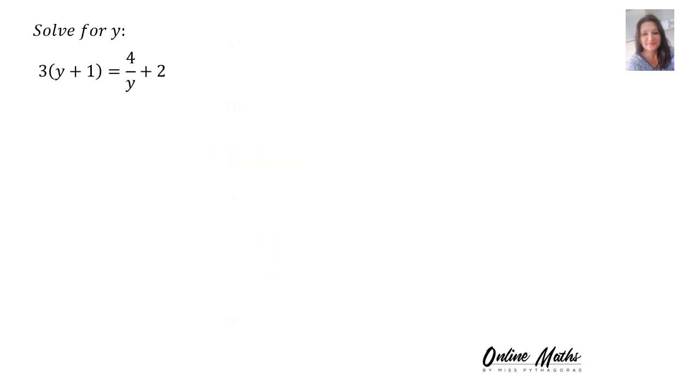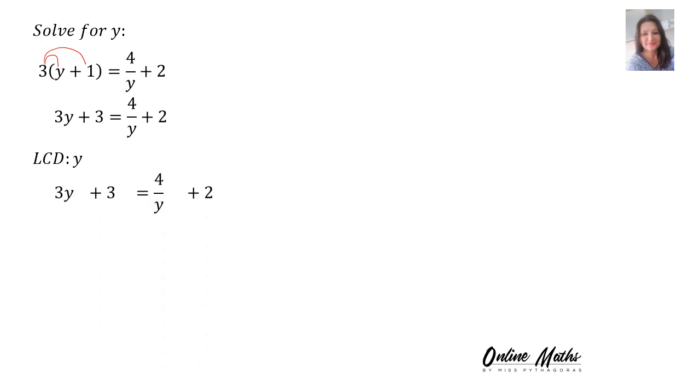Solve for y, and then I give you the equation. Now the first thing that has to happen here is we have to multiply in the 3 to get rid of the bracket, and then it becomes 3y plus 3 is equal to 4 over y plus 2. Again, there's a fraction, and the denominator is y. So we need to find an LCD, which is y, to get rid of the denominator.